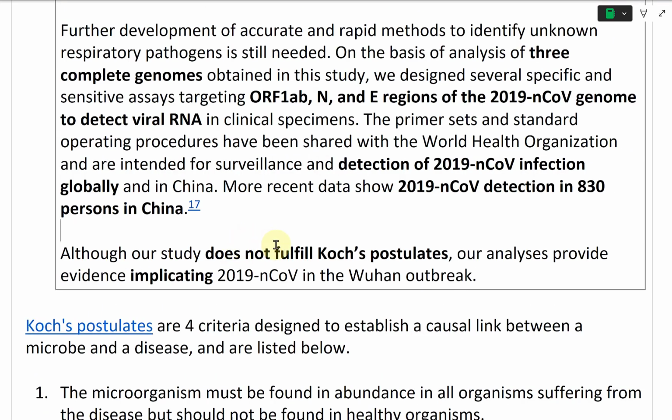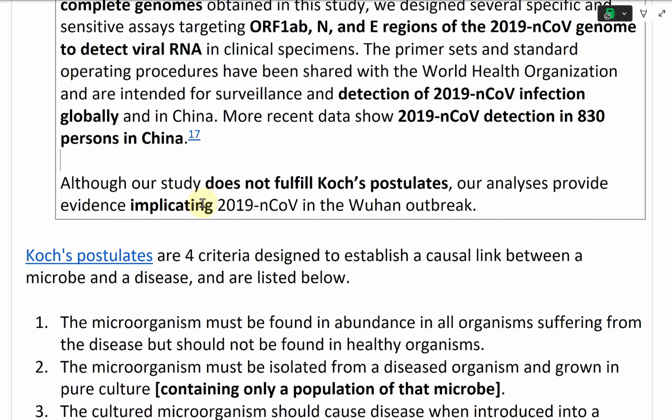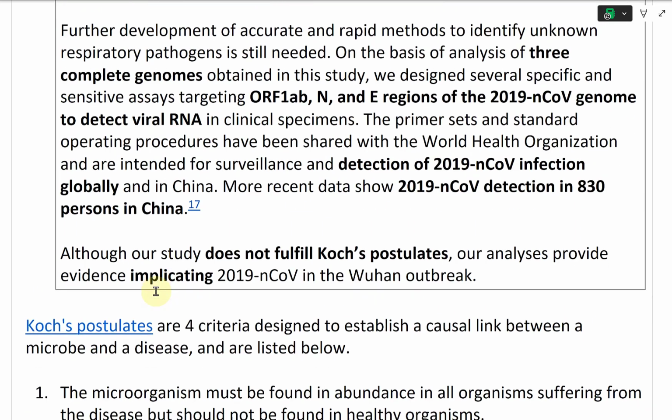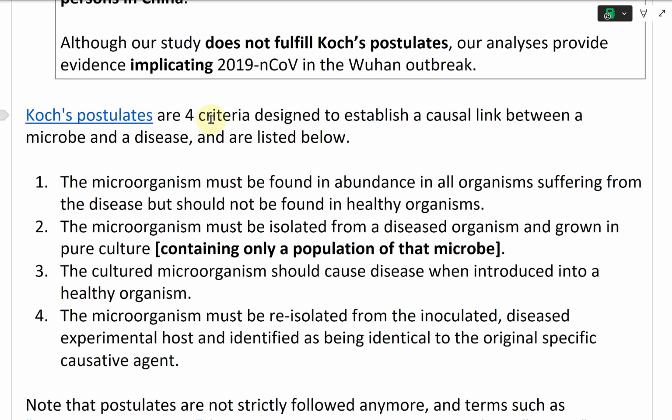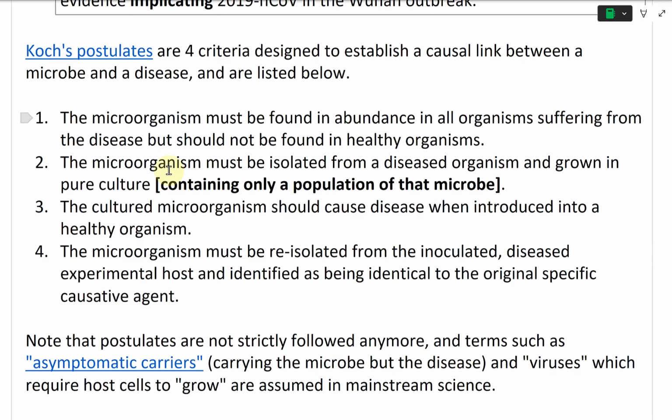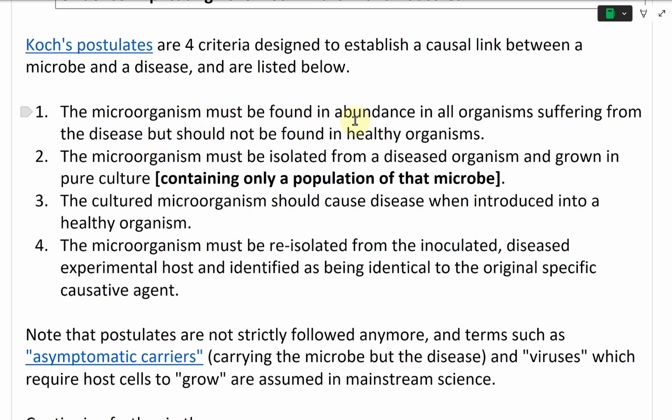Although our study does not follow Koch's postulates, our analysis provides evidence implicating 2019 nCoV in the Wuhan outbreak. And note here, it just says it doesn't follow Koch's postulates. Koch's postulates are 4 criteria designed to establish a causal link between a microbe and a disease, and are listed below. Number 1: a microorganism must be found in abundance in all organisms suffering from the disease, but should not be found in healthy organisms.